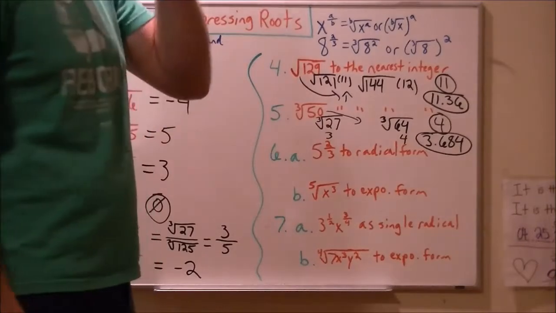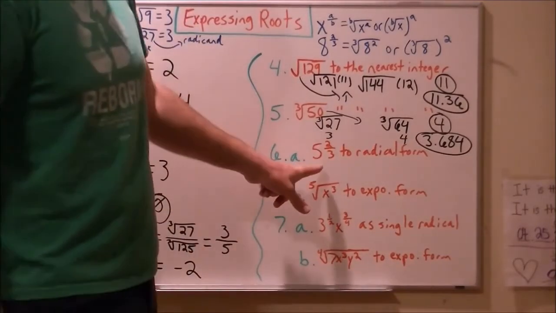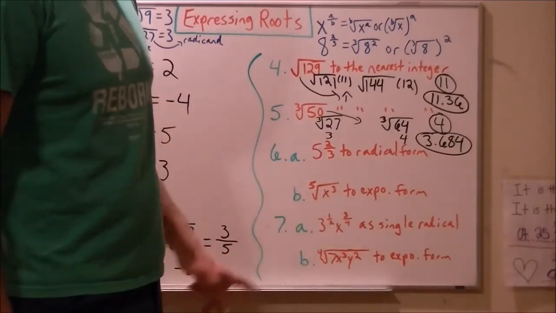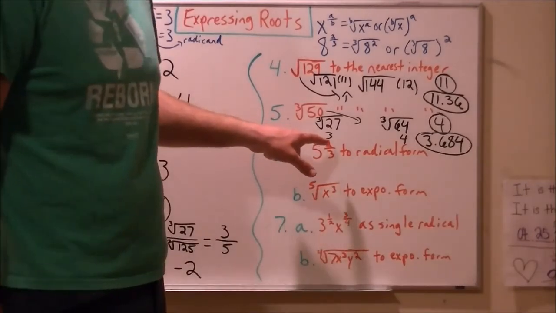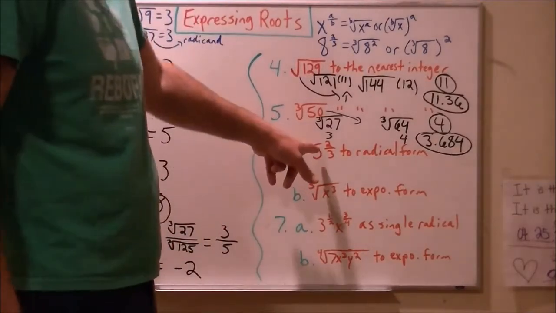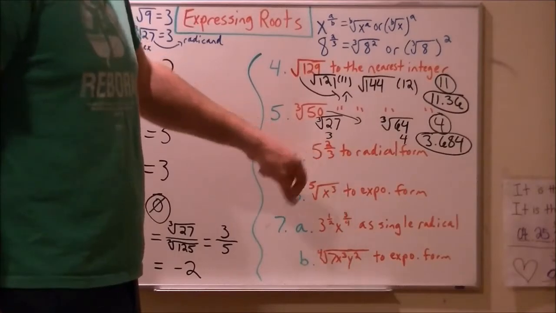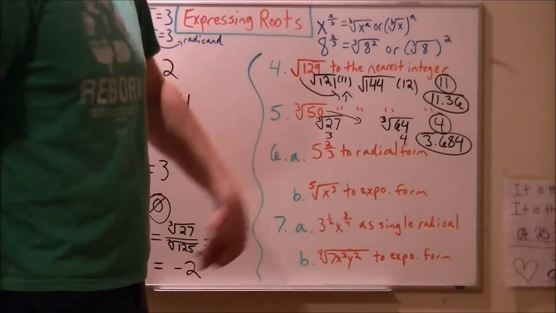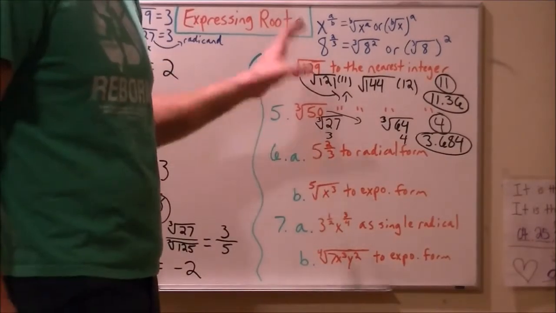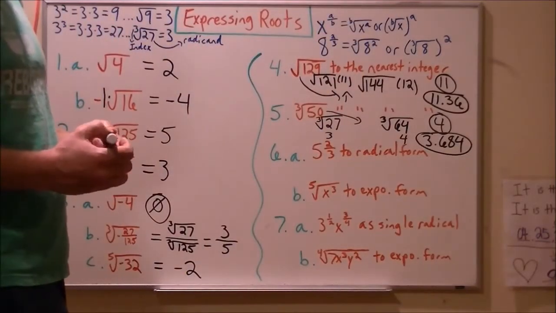So let's do 6a, and let's turn 5 to the 2/3 power. I should have that a little higher, sorry about that. It's not 5 and 2/3 as a mixed number, it's 5 to the 2/3 power. I got a little big with those numbers, that's my bad. We're taking it from exponential and turning it into radical form, okay?